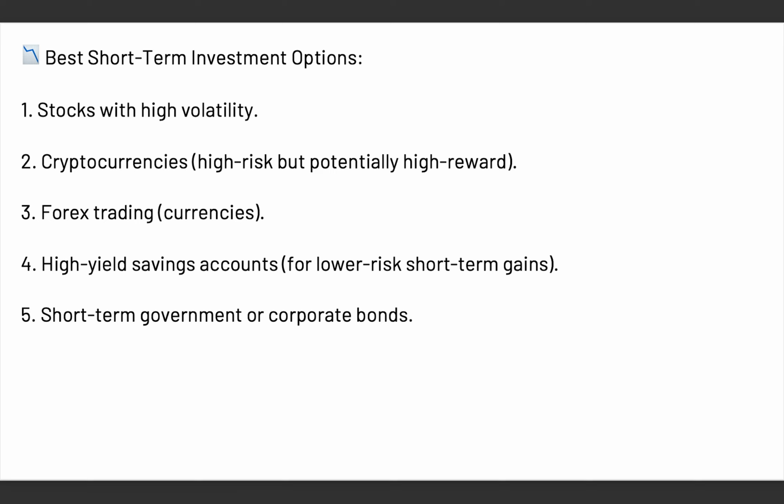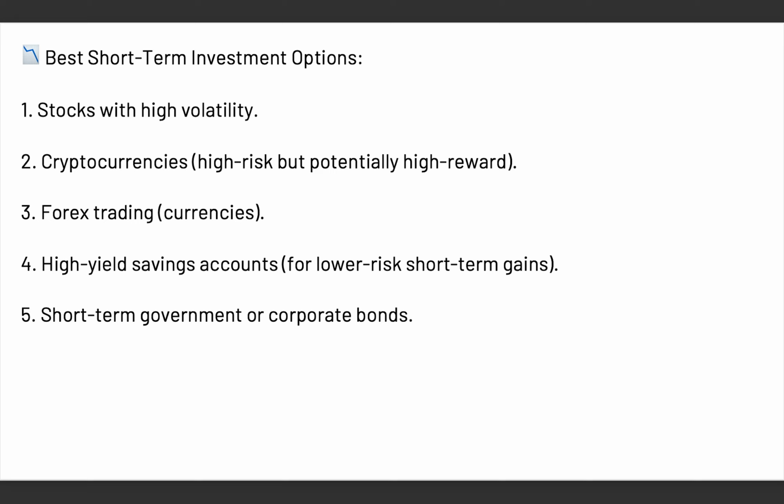Now, number two will be cryptocurrencies. You can also do cryptocurrencies for short-term investment. So for example, you can buy a coin today and maybe it goes up in price after 3 days, you sell it and you take your profit. Number three will be forex trading. So this one, you are investing in currencies, in foreign currencies. So when you buy foreign currencies and they go up in price, then you can sell them and take your profit also. That's forex trading.